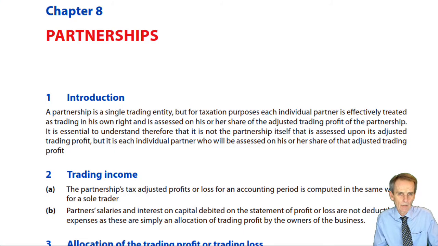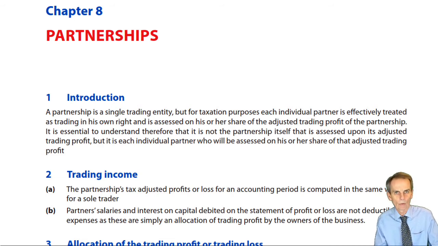Well, at the end of Chapter 7, we summarise what we had dealt with over the various chapters involving the unincorporated trader, and also set the scene for what we'd have to do here in Chapter 8 when dealing with partnerships, and very specifically, partners within that partnership.